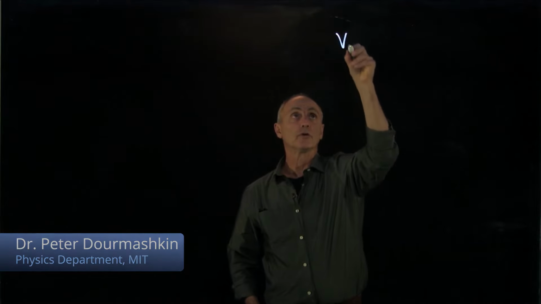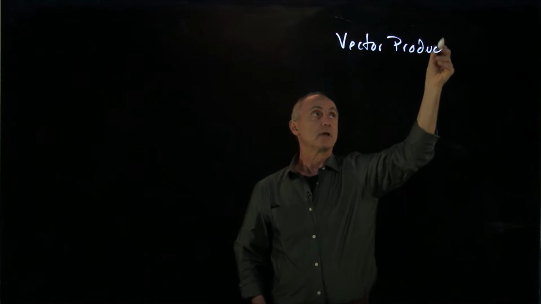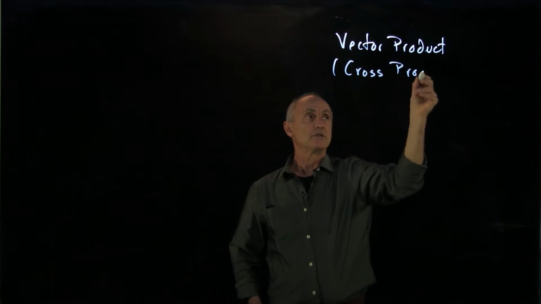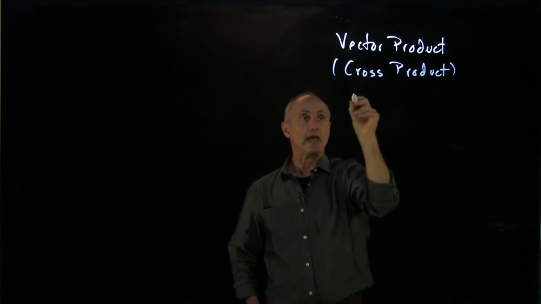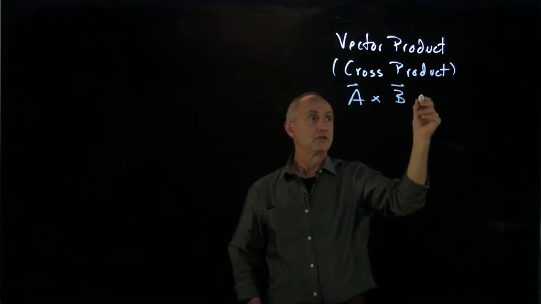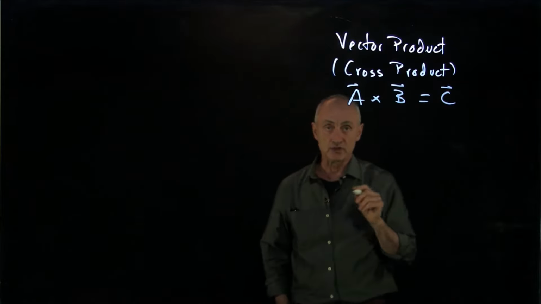There's another vector operation, which we call the vector product. Sometimes this operation is called the cross product. This is taking two vectors, A, the operation cross B, and this will give a new vector C. And now we want to define that new vector C.